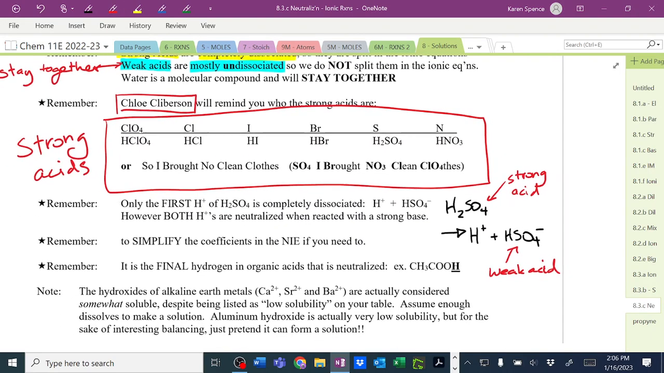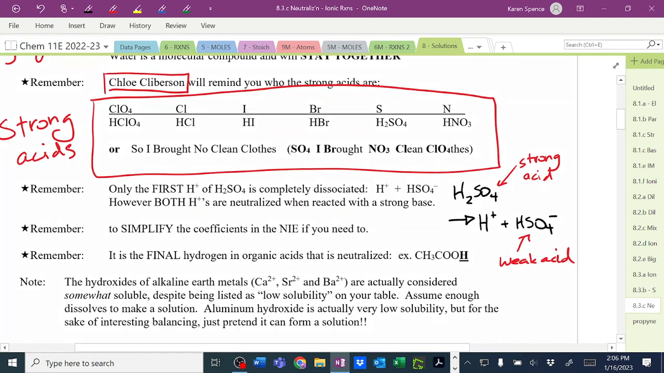Remember, you may need to simplify the coefficients in the net ionic equation. And finally, if you have an organic acid, you're going to be taking off the final hydrogen, not one of the ones in the middle. Okay?